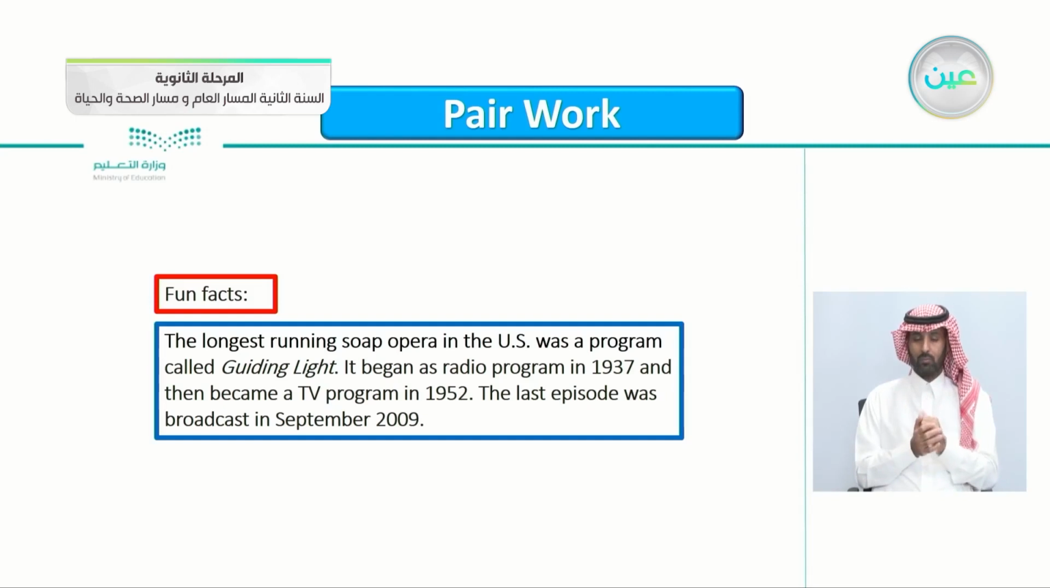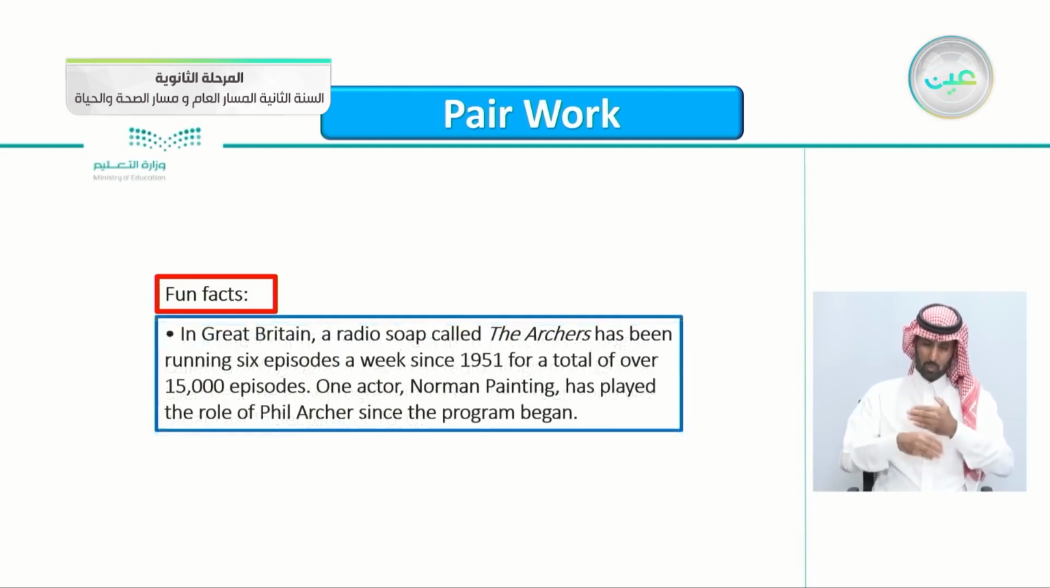And here's a fun fact for you. The longest running soap opera in the US was a program called Guiding Light. It began as a radio program in 1937 and then became a TV program in 1952. The last episode was broadcast in September 2009. So it ran from 1937 to 2009. And that's a very long time.